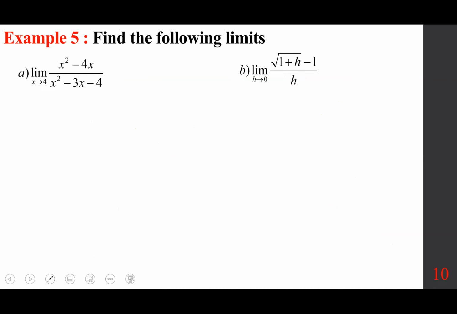All right, if we plug in for both cases, we get 0 over 0. And we need to use a technique. The technique for part A, a rational function, is factoring. Now, something that helps is the following.